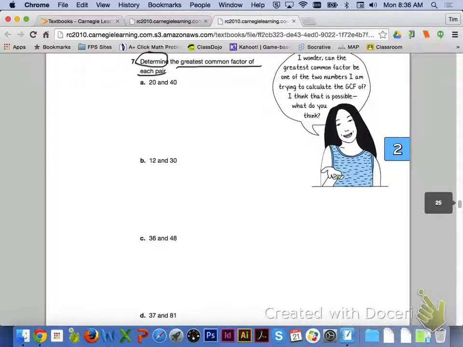Let's take a look at number 7 at the top of page 73. With your group members, determine the GCF of each pair. I would like you to do letters A through D.